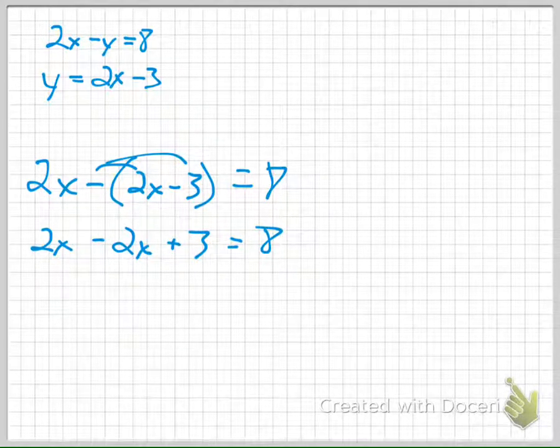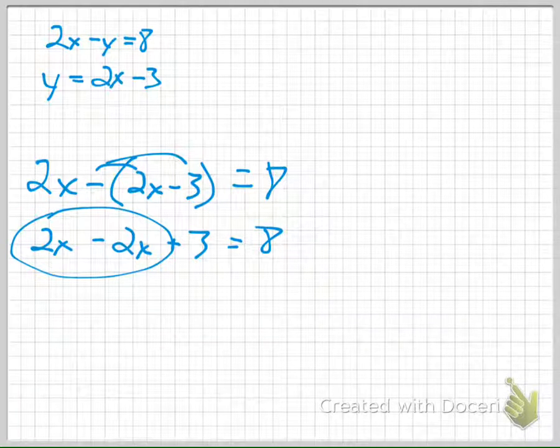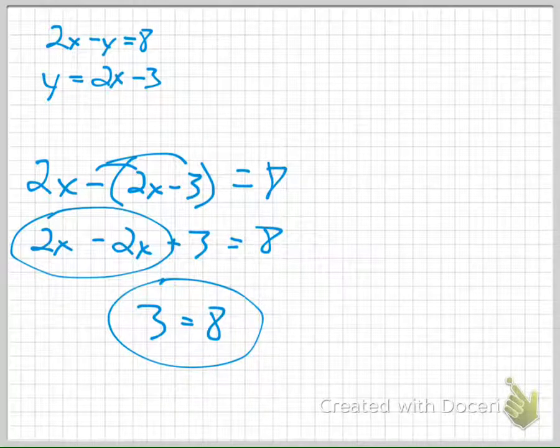That means it is, ooh, look at this, that's a mess. That is 3 equals 8. Does 3 equal 8? No. So then what's the answer? There's no solution. They never touch, right? I don't even get to put x or y, there's nothing. I've already eliminated them. It just says 3 equals 8.